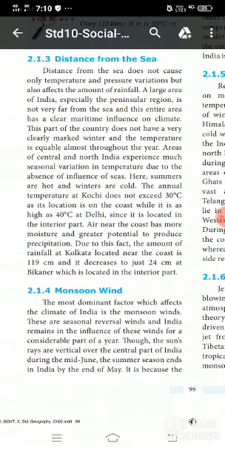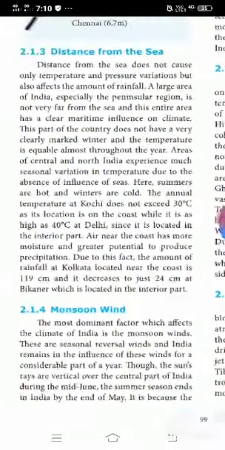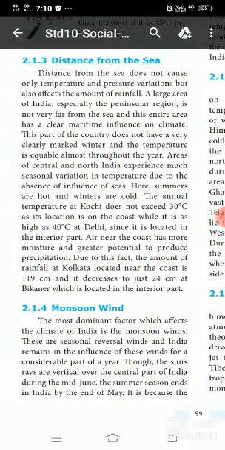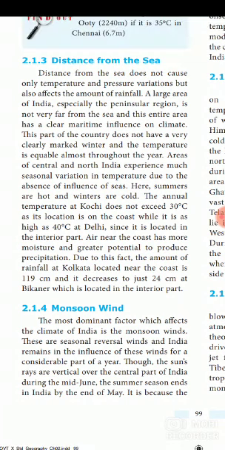What is the meaning of this line? So distance from the sea does not only affect temperature and pressure variations but also affects the amount of rainfall. A large area of India, especially the peninsular region, is not very far from the sea, and this entire area has a clear maritime influence on climate.